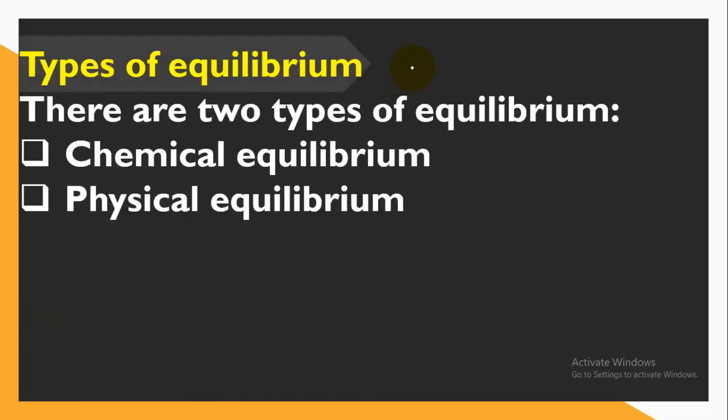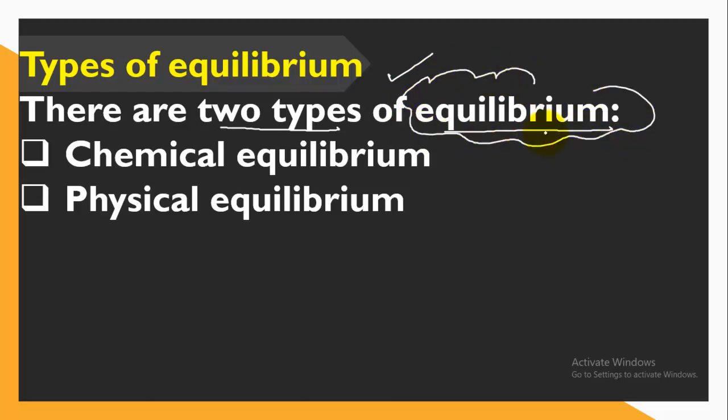So now let's study the types of equilibrium. We come across two types of equilibrium: the equilibrium achieved in chemical processes, that is chemical equilibrium, and the equilibrium achieved in physical processes, that is called physical equilibrium.